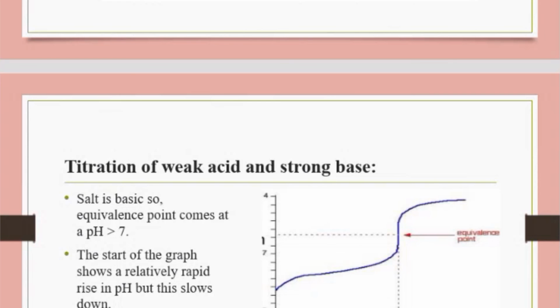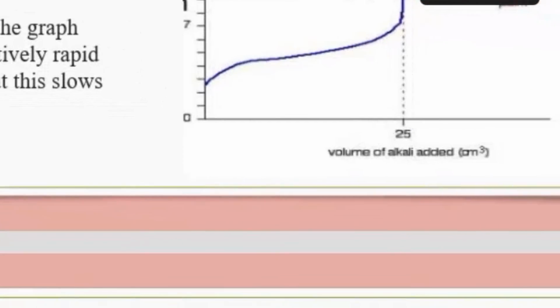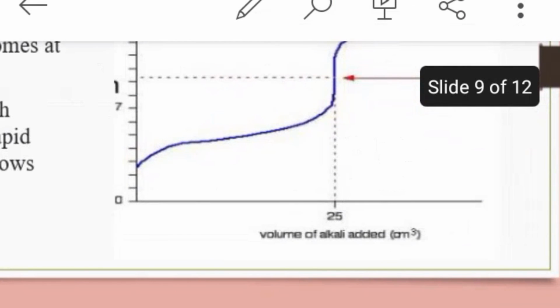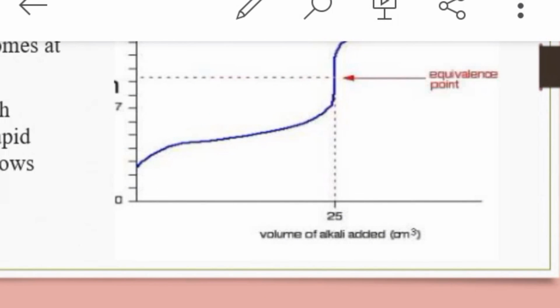Then the curve will be less steep, as you can see. There is a rapid fall of the pH to start with, but the rate of fall gradually slows down, and you can see that the equivalence point is at a pH less than 7.